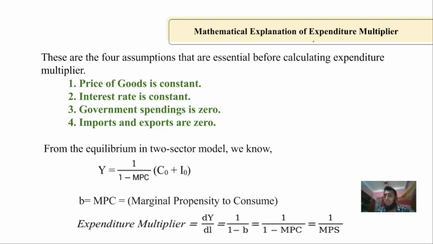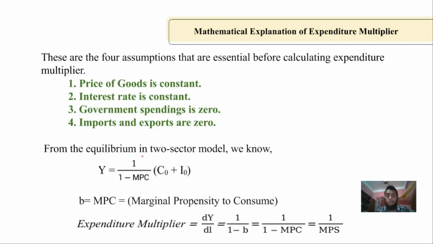Mathematical explanation of expenditure multiplier. These are the 4 assumptions that are essential before calculating expenditure multiplier. Price of goods is constant. Interest rate is constant. Government spending is 0. Imports and exports are 0.